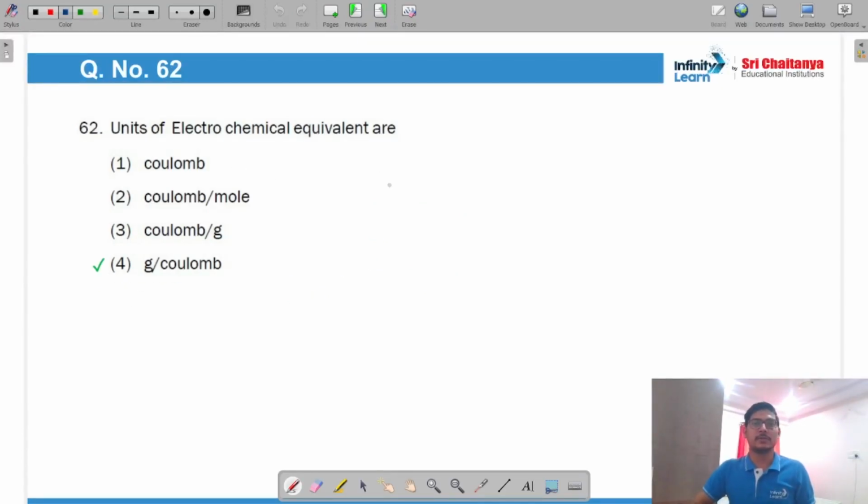Units of electrochemical equivalent as per Faraday's first law of electrolysis, W is equal to ZQ, right? The mass is equal to electrochemical equivalent multiplied by charge. So mass is measured in gram and charge in coulombs. So Z will be gram per coulomb.